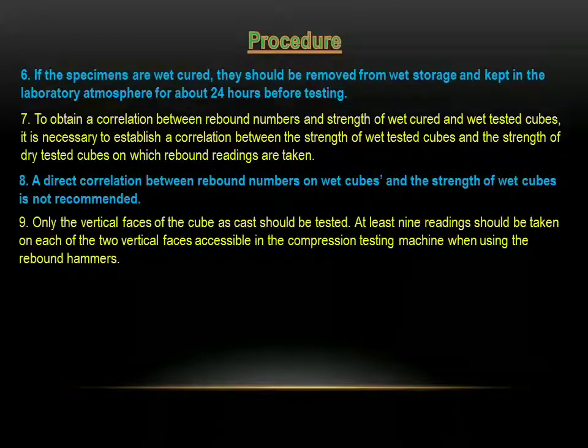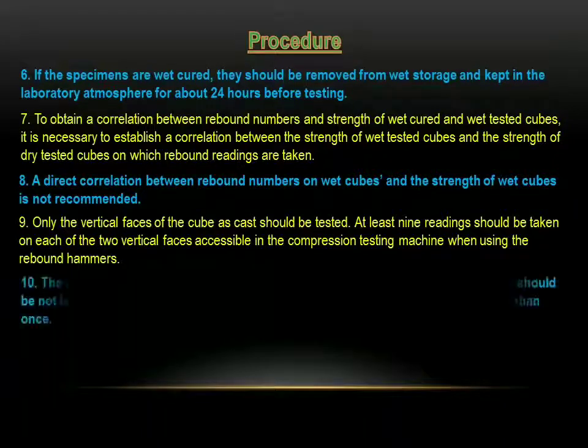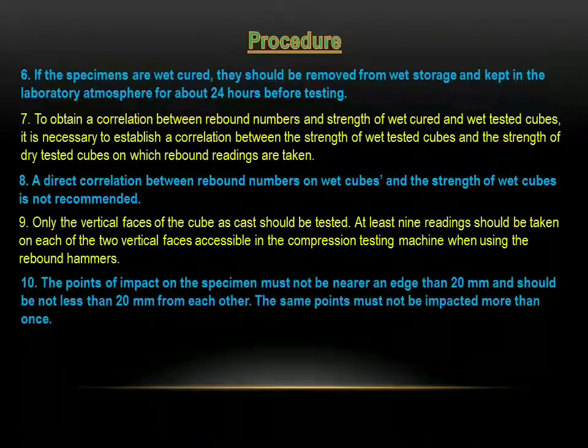Only the vertical faces of the cubes as cast should be tested, and thus 9 readings should be taken on each of the 2 vertical faces accessible in the compressive testing machine when using the rebound hammers. The point of impact on the specimen must not be nearer an edge than 20 mm and should be not less than 20 mm from each other. The same points must not be impacted more than once.